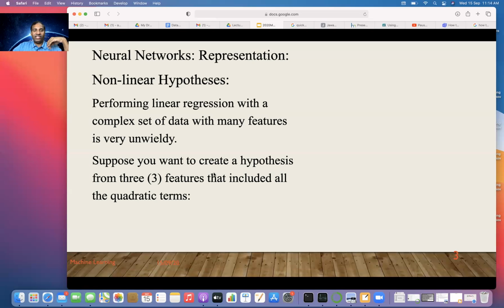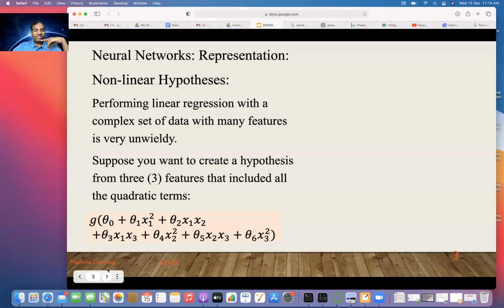Suppose you want to create a hypothesis from 3 features that included all the quadratic terms. So if you have 3 features, X1, X2, X3, how many ways can you form second order terms? Quadratic means second order terms. So how many ways can you form second order terms from 3 features?